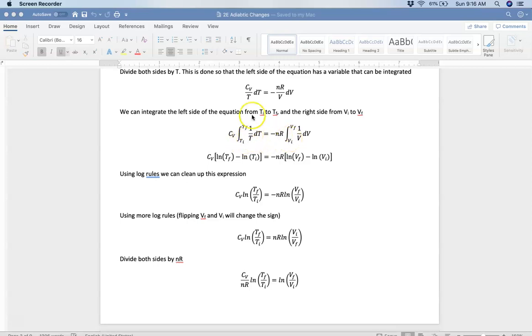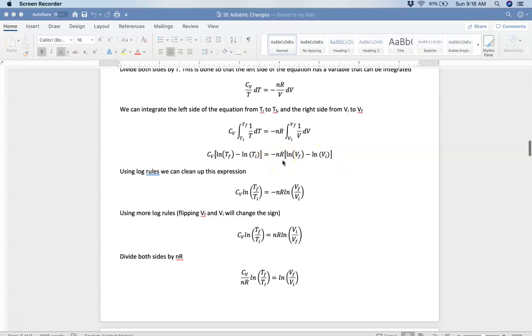When you take the integral of 1 over T, it's going to be the natural log of that variable. So for this definite integral, it's the natural log of T final minus the natural log of T initial. And over here we have the same effect going on with the volume. There's the natural log of V final minus the natural log of V initial, with all the constants taken outside.